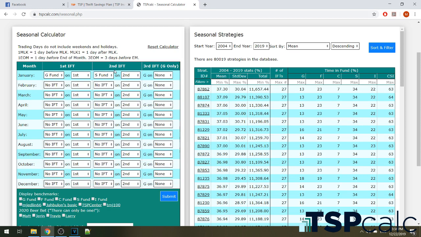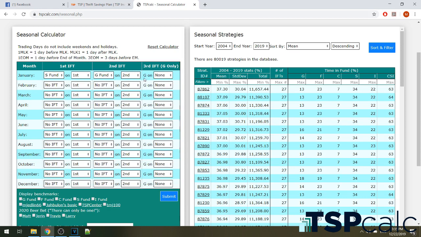The third, fourth, fifth, sixth trades, yes, you can make that many, but they can all only go to the G fund. That's your only option. So if your second trade of the month is to the G fund, then you're done. You can't make another trade because you have to move toward the G fund. And because the seasonal calculator assumes that you have to move 100% of your money every time you make an IFT, you cannot make multiple successive transfers to the G fund.